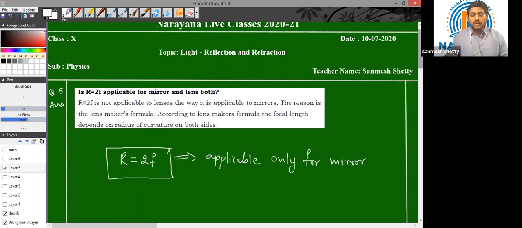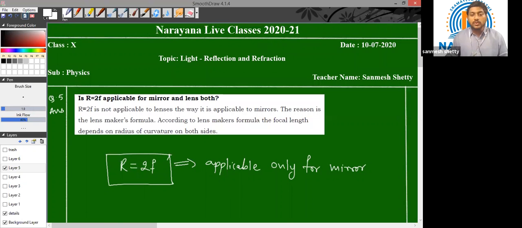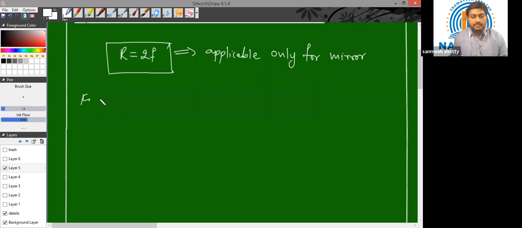This point is very important, children, because most of the students, in lens problems also, apply this formula and they get the wrong answer. So one thing we have to keep in mind is that R is equal to 2f is applicable only for mirrors, not for lenses. The reason also I'll tell you. In case of lenses, there is something called the lens maker's formula.